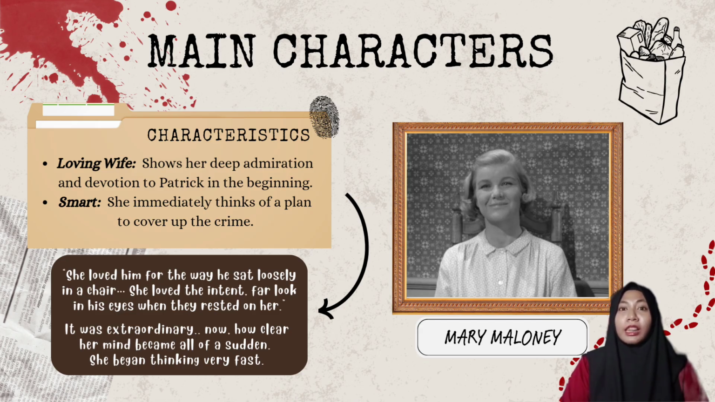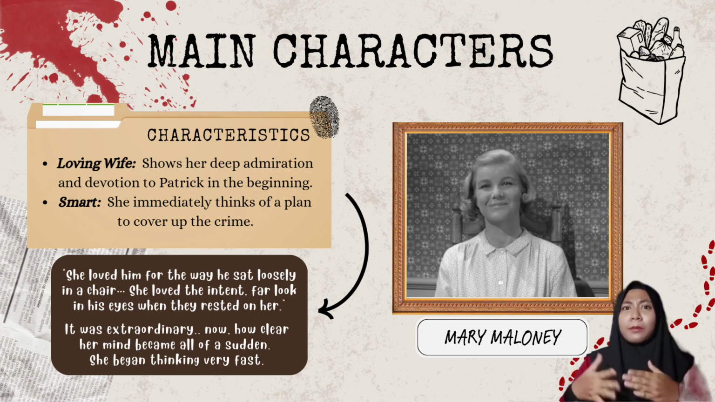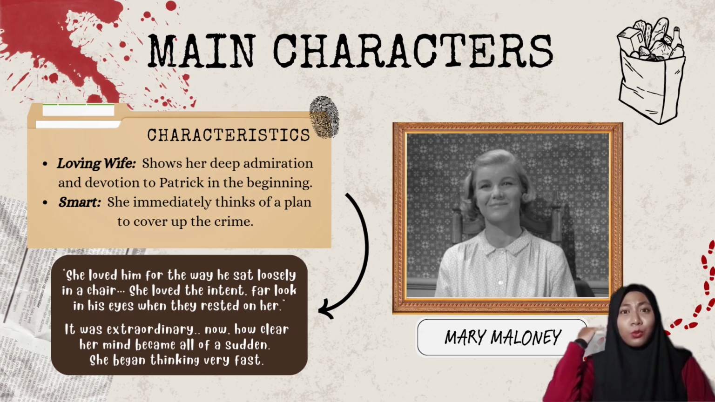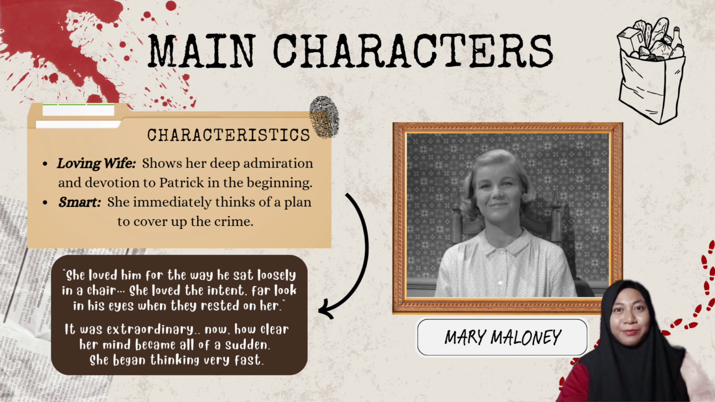On page 1, line 11, it tells that Mary loved when Patrick sat loosely in a chair, and she loved the intent look when Patrick's eyes only landed on her. That clearly shows that Mary had a deep admiration for her husband and would do anything to protect her marriage. Now, for the second characteristic, Mary Maloney can actually become a smart person. On page 4, line 11, when Mary swung the lamb leg at her husband's head, she immediately began to think very fast about how to cover up her own crime.